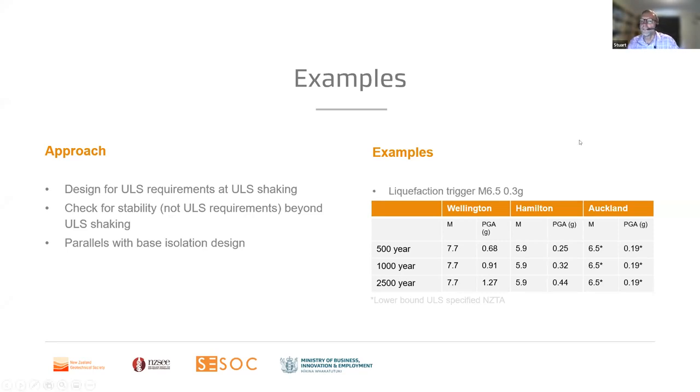So the examples I'd like to talk to is one in Wellington, one in Hamilton, one in Auckland. We're going to assume that all three sites have a similar soil profile, and close to the surface there is soil susceptible to liquefaction. And the trigger for liquefaction for those soils has been assessed to be around 0.3 G. And it's considered that a suitable solution, if we're not concerned about liquefaction, would be shallow foundations for this proposed building.